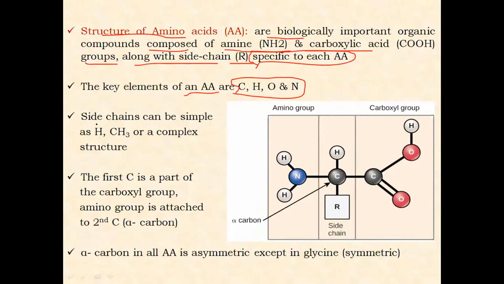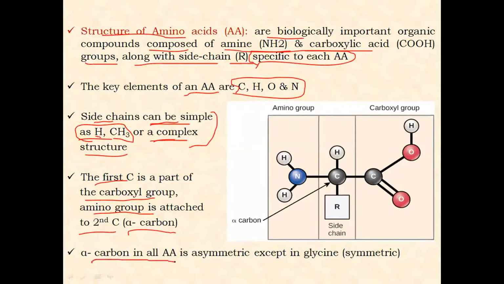The side chain, which is represented by R, can be as simple as hydrogen or a methyl group. Hydrogen is present in glycine, or it may be a complex structure present in specific amino acids. The first carbon is a part of the carboxyl group, and the amino group is attached to the second carbon, which is also known as the alpha carbon. The alpha carbon in all amino acids is asymmetric, except in glycine, which is symmetric.